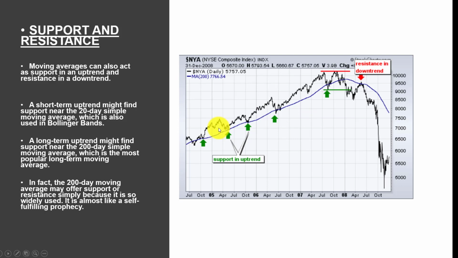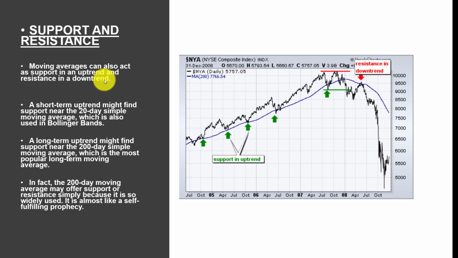Support and resistance. Moving averages can also act as support in an uptrend and resistance in a downtrend. A short-term uptrend might find support near the 20-day simple moving average, which is also used in Bollinger Bands. A long-term uptrend might find support near the 200-day simple moving average, which is the most popular long-term moving average. In fact, the 200-day moving average may offer support or resistance simply because it is so widely used. It is almost like a self-fulfilling prophecy.